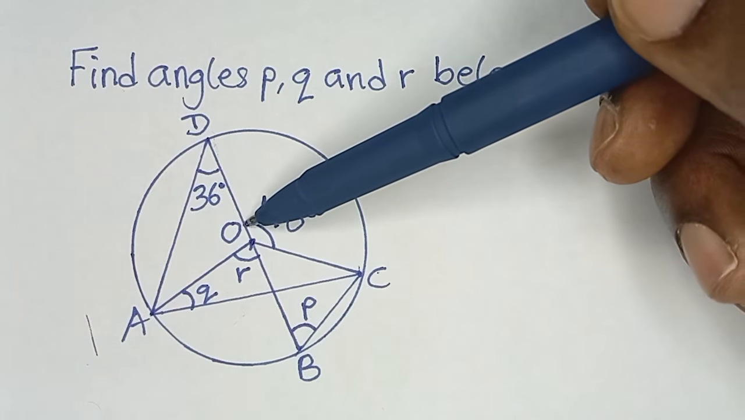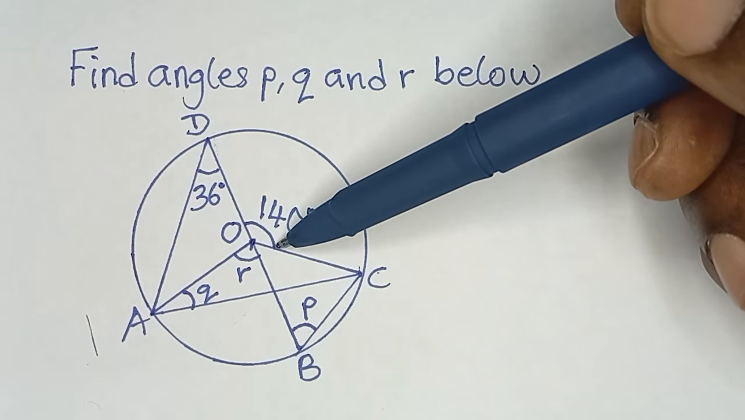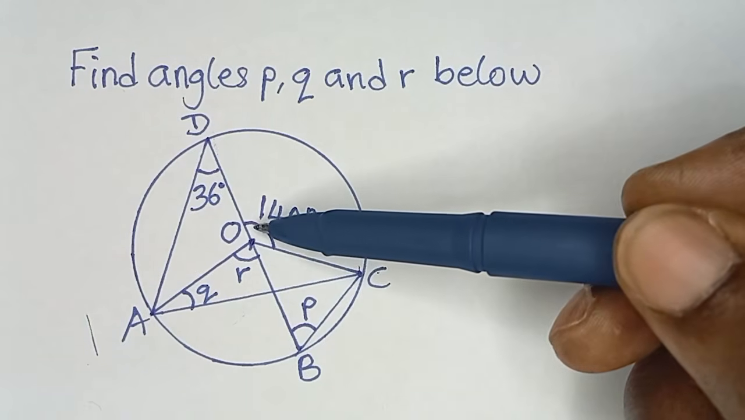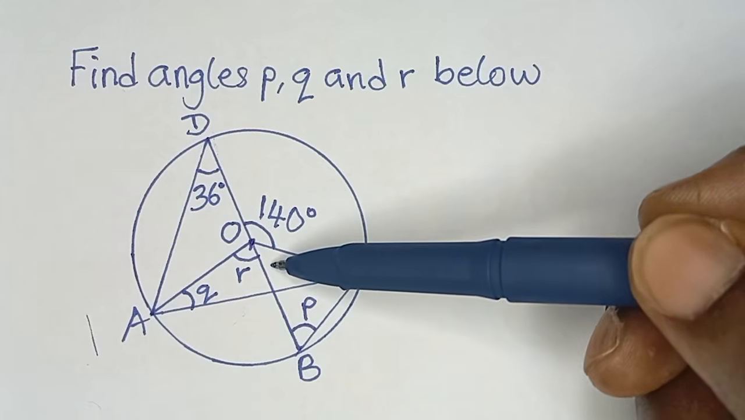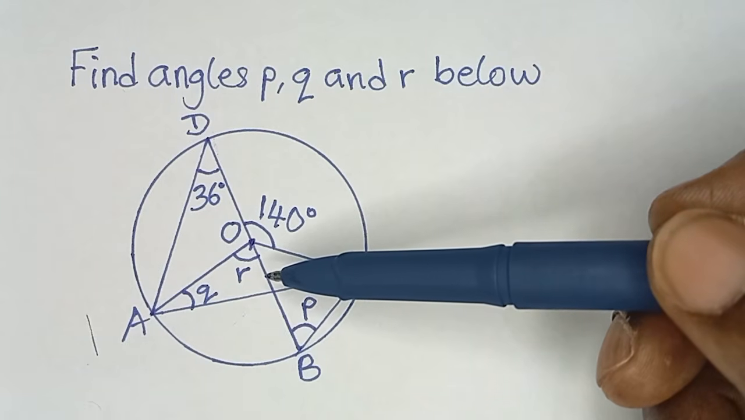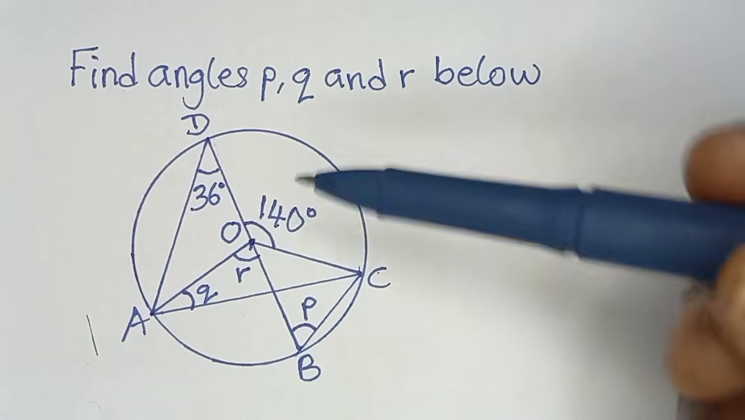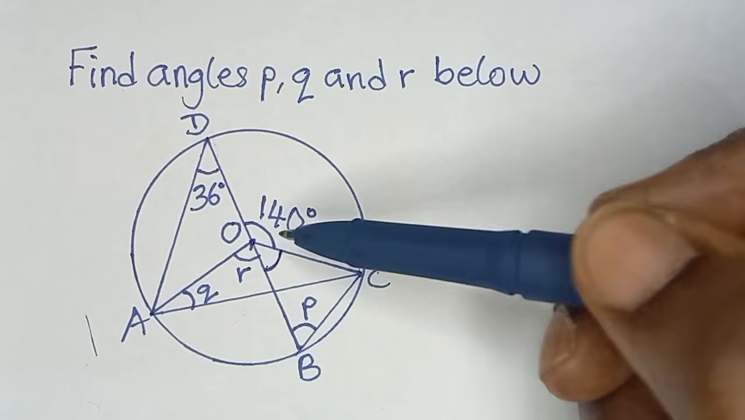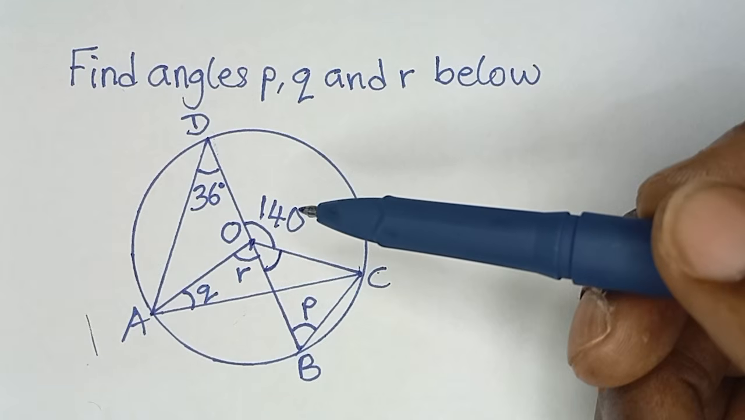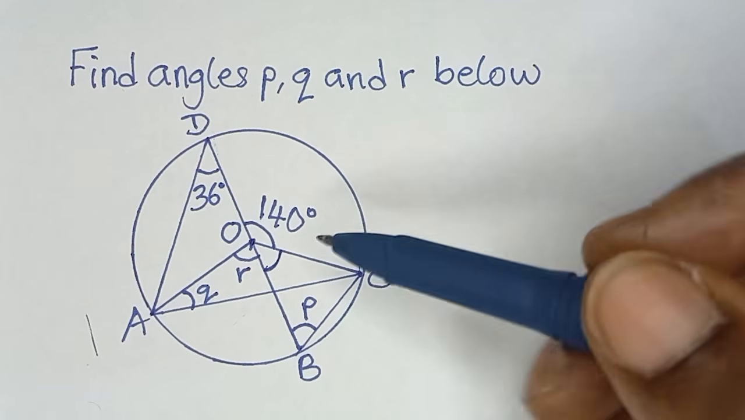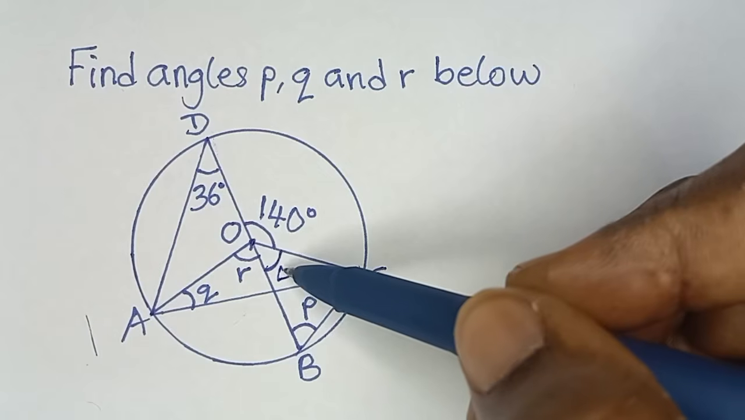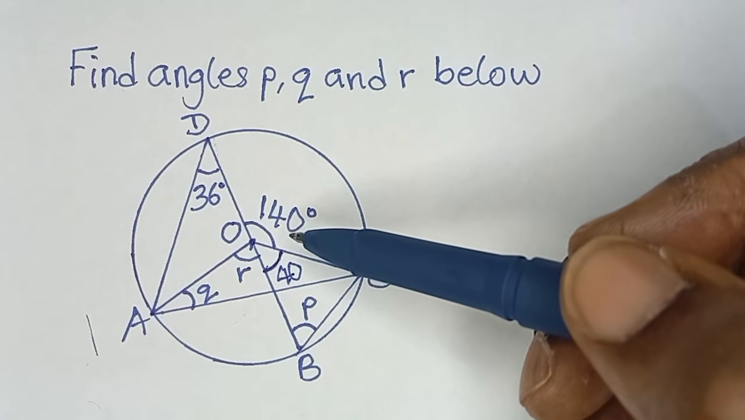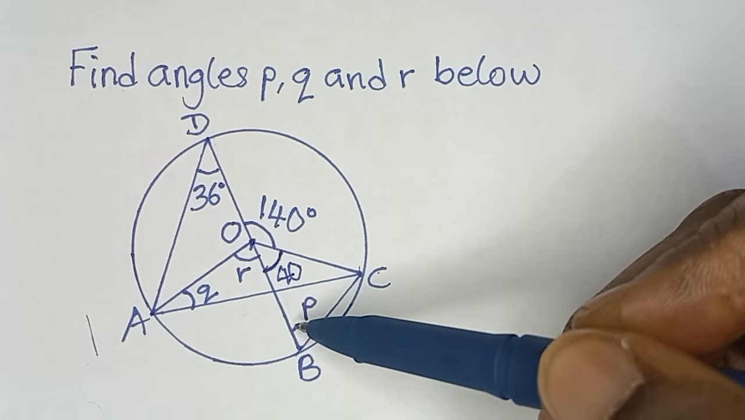And then we already have this angle as 140 degrees. So you agree with me that the sum of adjacent angles on a straight line adds up to 180 degrees. So if this is 140, then to get this remaining angle on the straight line, we simply say 180 minus 140, because the sum of angles on a straight line is 180. So 180 minus 140 will give us 40 degrees. So that means this angle is 40 degrees. Now, this is angle P.